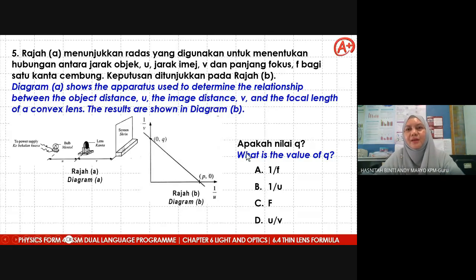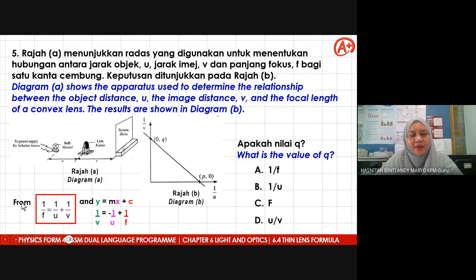Okay, the first question. What is the value of Q, students? So Q is the y-intercept. Remember, this is the clue from the thin lens formula and the linear equation formula. So Q is the point where it is the y-intercept, which is C. So C here is 1 over F. Okay, so Q is 1 over F.